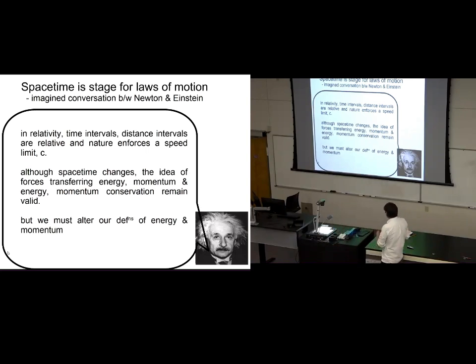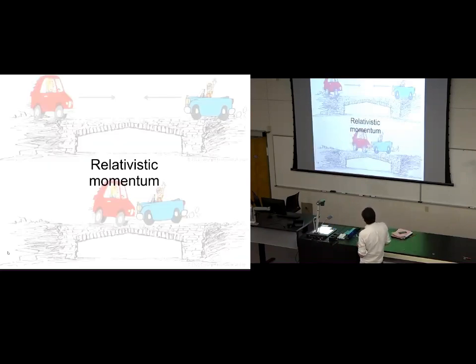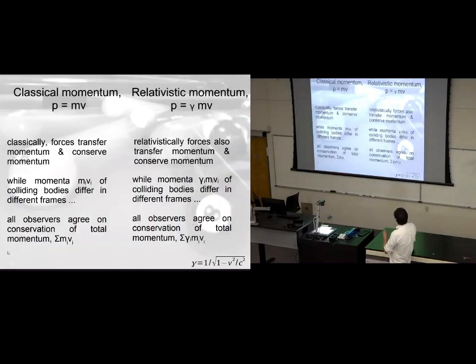All we've got to do, says Einstein, is fix up the laws of motion, fix up our notions and our equations for energy and momentum. So that's what we're going to do. I'm going to talk about momentum first. It's easiest to do it this way. That's why I'm doing it. I'll talk about energy second. It's a little bit more complicated, a little bit more to say.